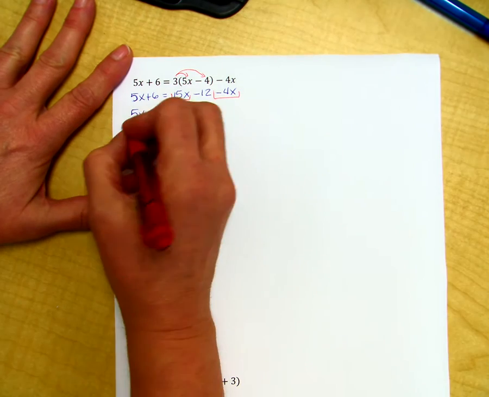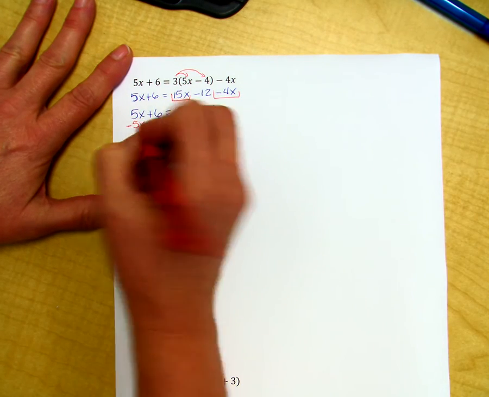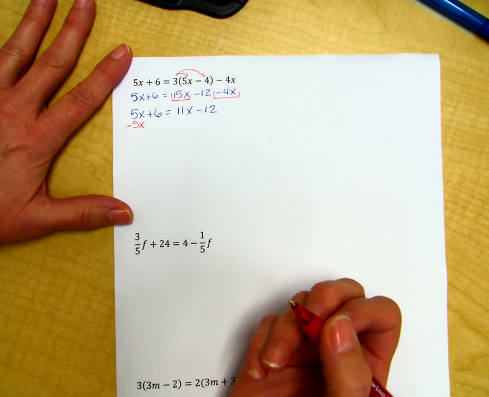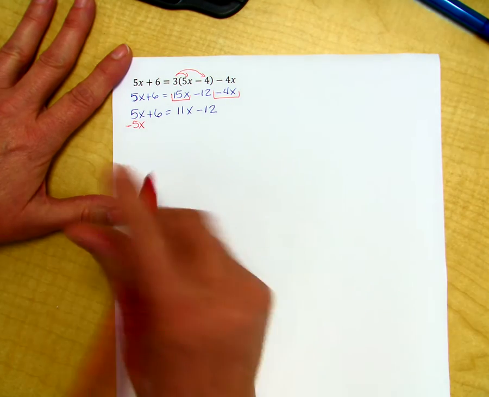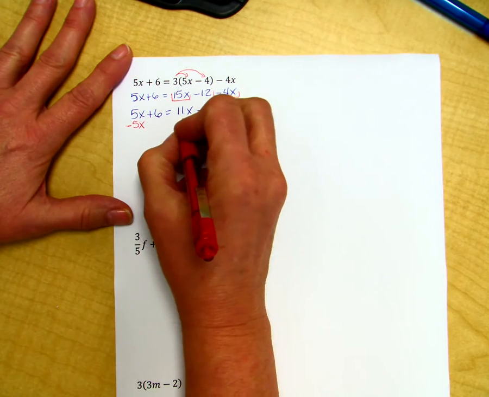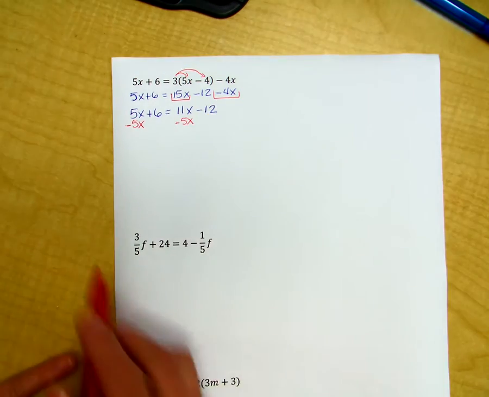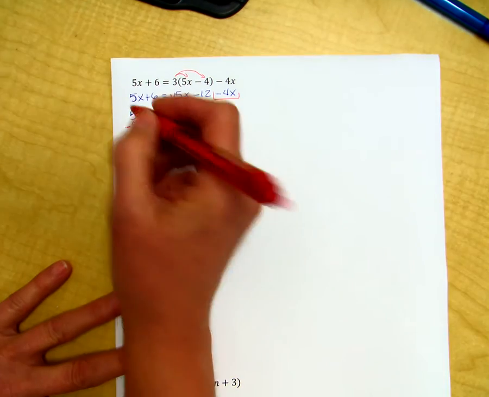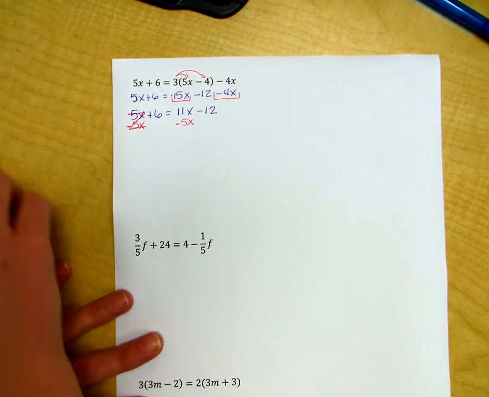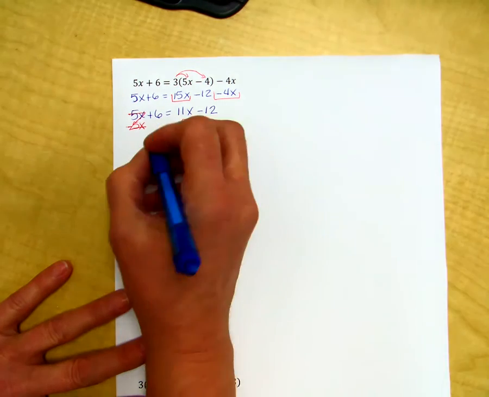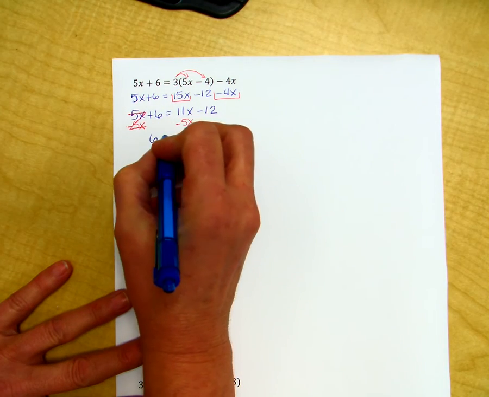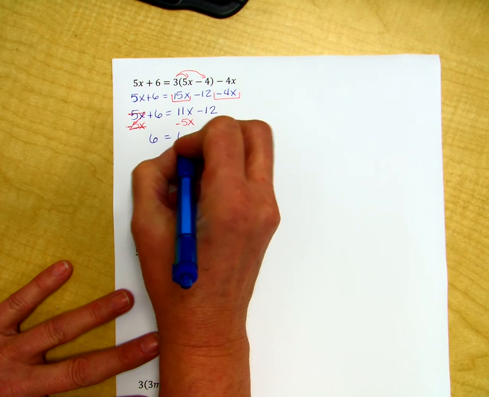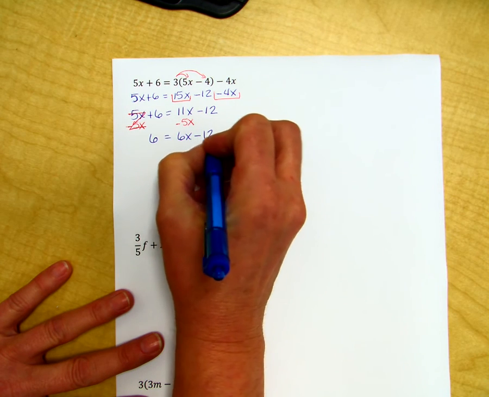Because this is positive, we need a negative, or because this is addition, we would need subtraction. And to maintain balance in any equation, what you do to one side, you also do to the other side. Now this 5x and negative 5x are opposites, so they are a 0 pair. So that has been eliminated on the left-hand side, and we're left with 6 equals 11 minus 5 is 6, so we have 6x minus 12.